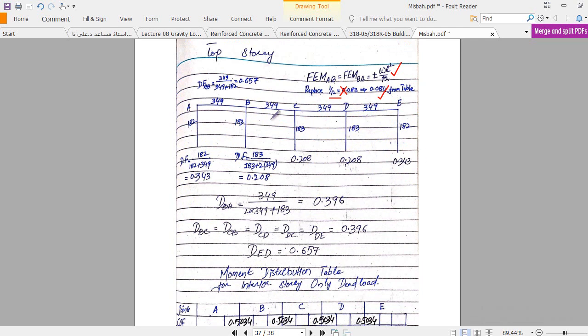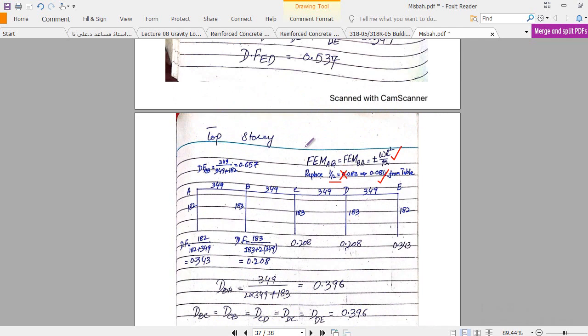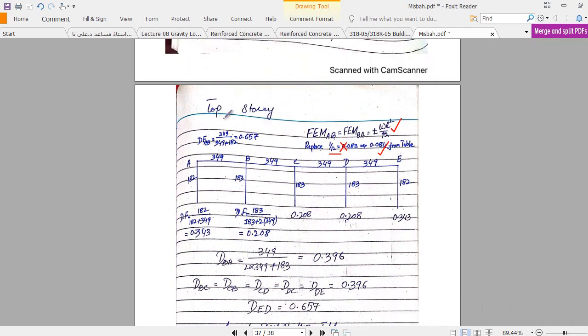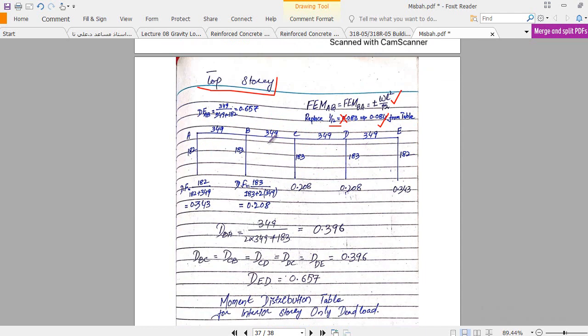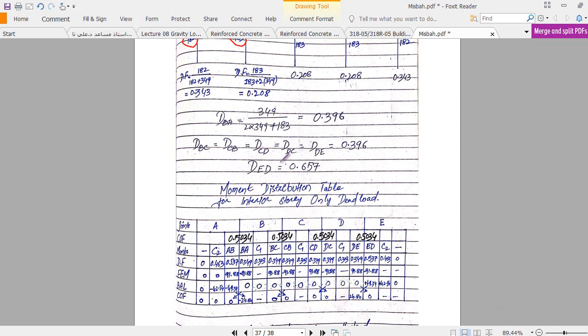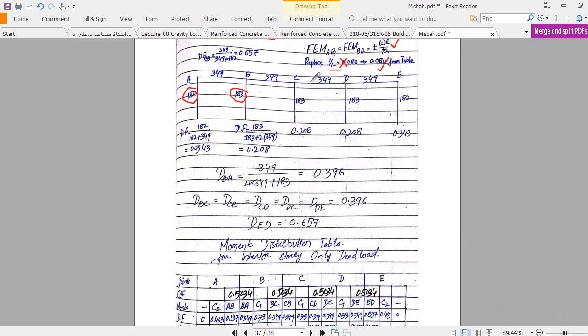Now first of all we do the calculation for the top story. This is the calculation for the distribution factor for the top story. Clear? And for the top story only, you see these values will be different. These values are the only ones that differ, the rest of the calculation is the same. Clear? And you see all the panels.